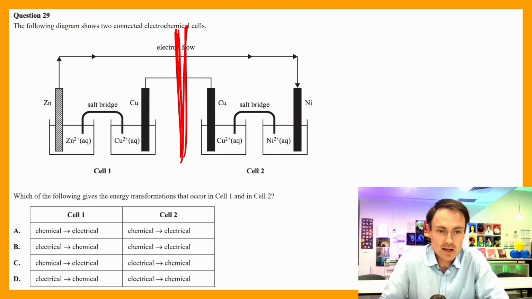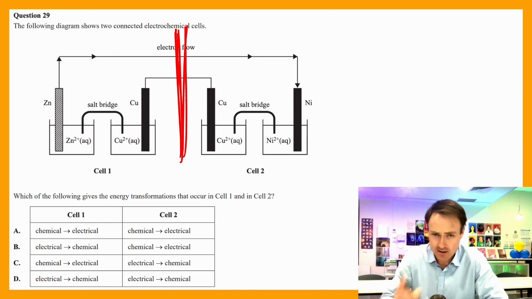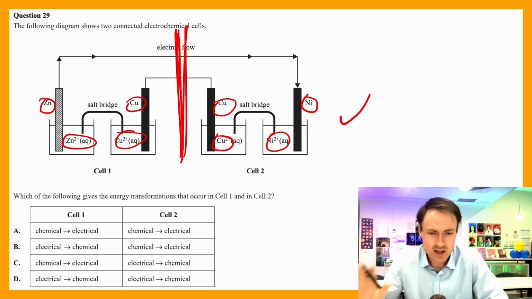Which of the following gives energy transformations occurring in cell 1 and cell 2? Okay, well, let's look and see whether these are spontaneous or not. Actually, first I'm going to check that the electrodes match the solutions. And yes, it looks like they all do. That just makes things so much easier.